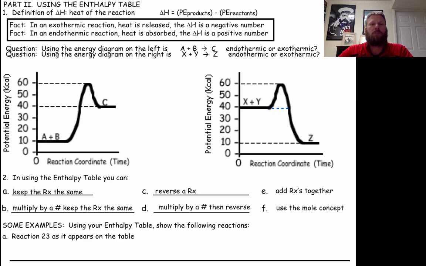For exothermic processes, energy is released to the surroundings. This results in a negative value for delta H. The negative sign simply means energy is released to the surroundings. For endothermic processes, energy is absorbed from the surroundings. This results in a positive value for delta H. A positive sign means energy is absorbed from the surroundings.